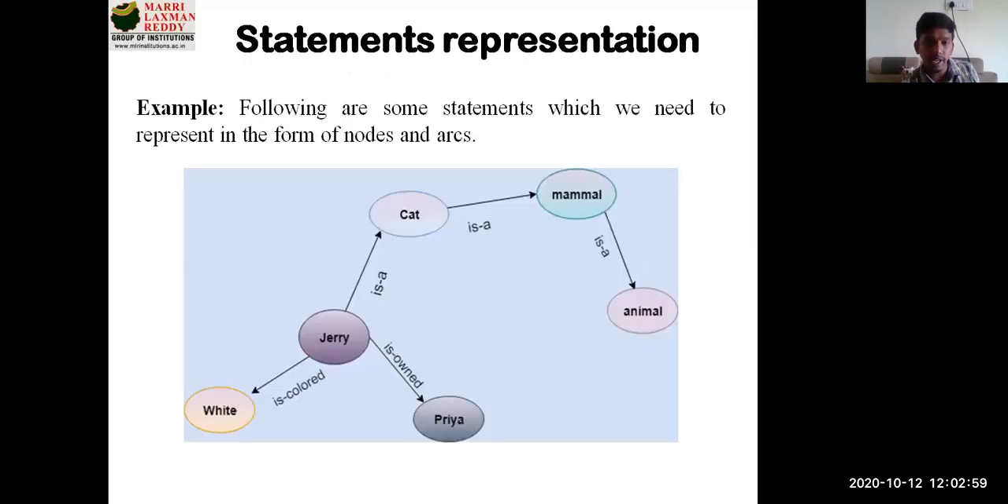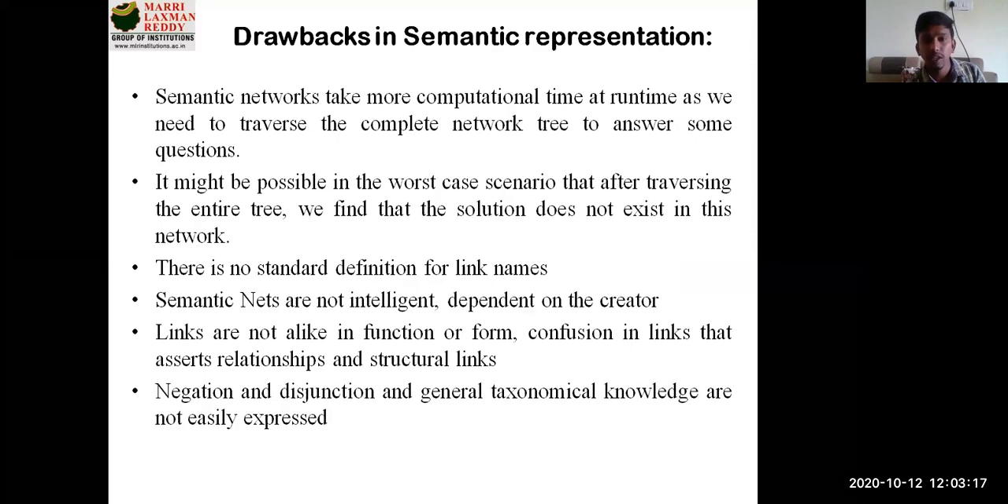Suppose instead of Priya, I say that Shaker is the owner of a cat called Jerry. If you want to say whether it is a correct answer or not, you need to traverse the complete network, and at the end, the answer will be no. That owner is not Shaker; it is Priya. That's the reason.